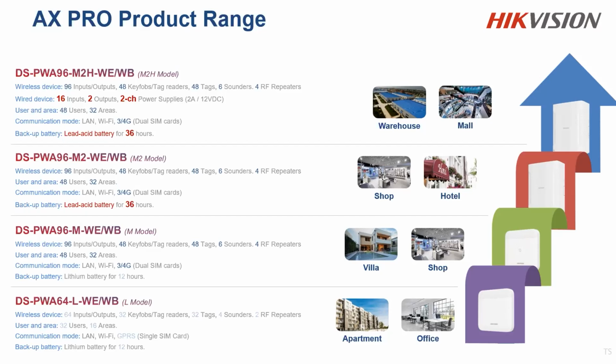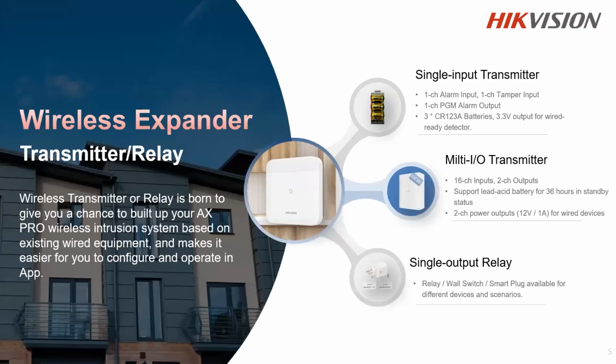For example, the 9 hours battery backup system is more suitable for apartments and offices, but if you want more battery and more duration, you can go for high-end projects such as shops, hotels, even warehouses and shopping malls. You can use this kind of system. So I believe that our audience got a clear idea about our AX Pro product range and how to select the particular panel more suitable for your requirement.